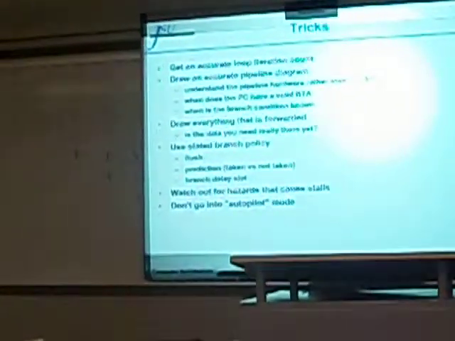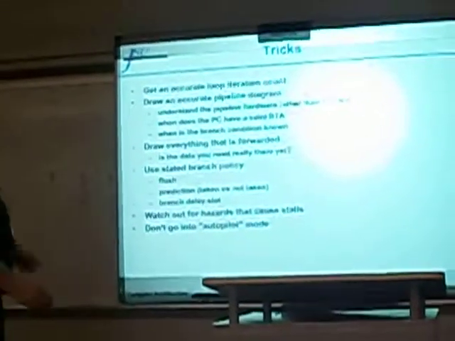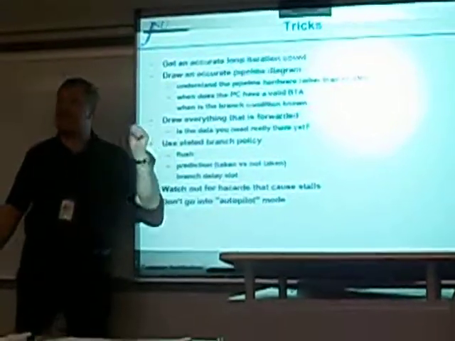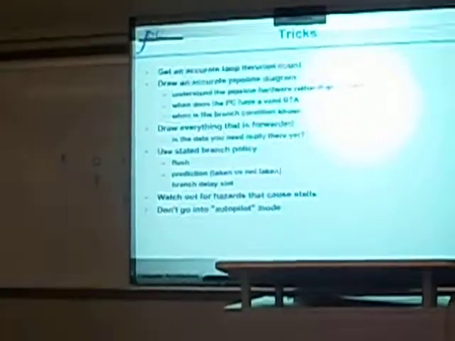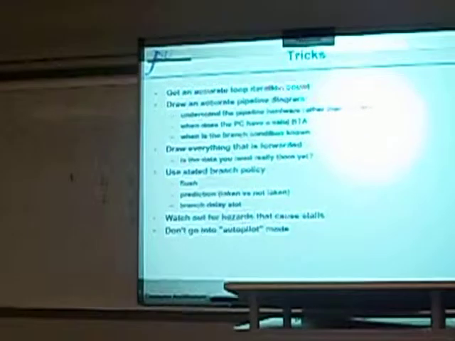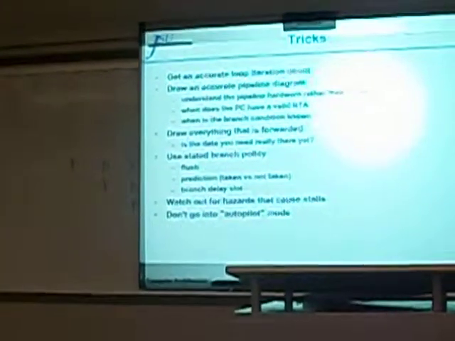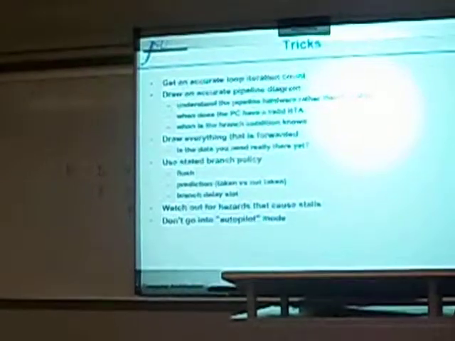But remember what the hardware looks like, right? I mean, it's more than just a slew of letters. Then you have to remember when the program counter has a valid branch target address. When does the program counter have a valid branch target address? If it's early branch completion, when is the PC valid?